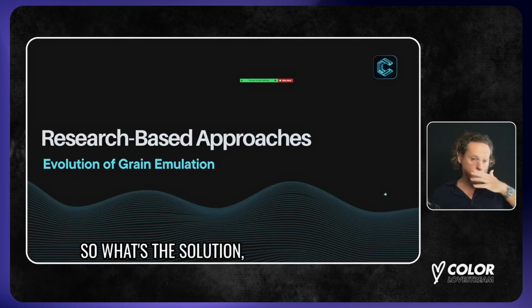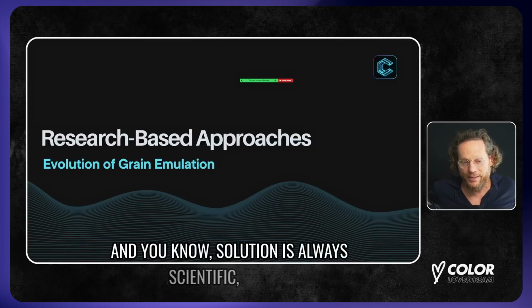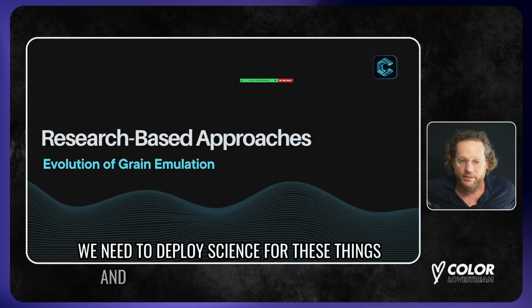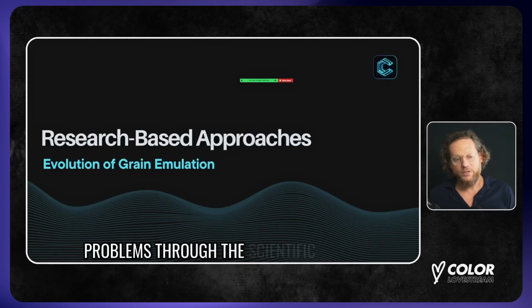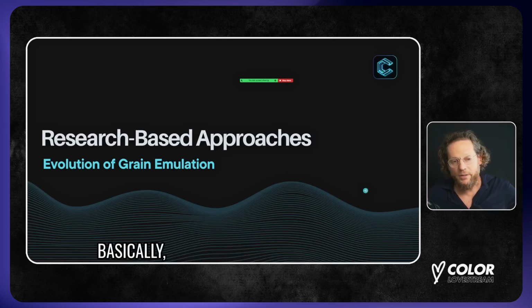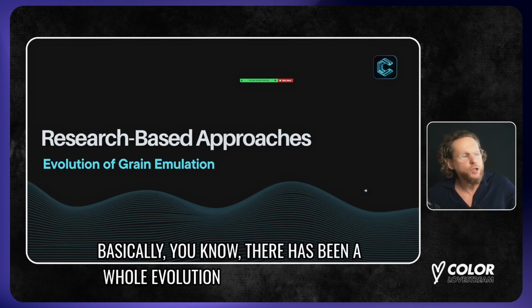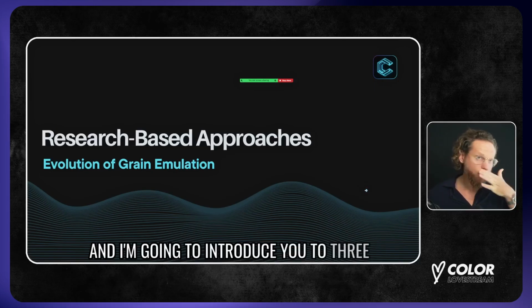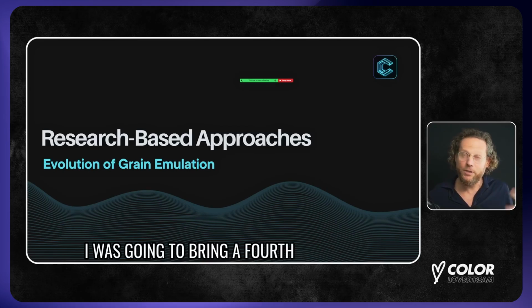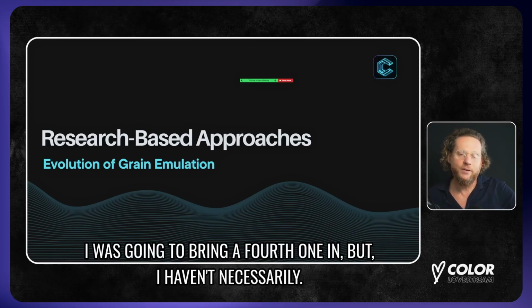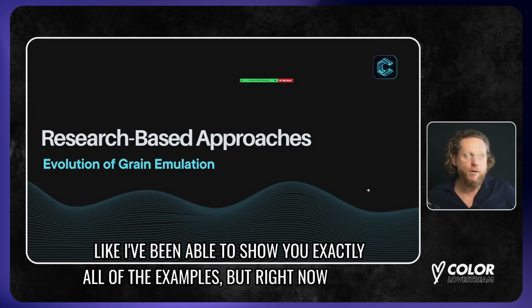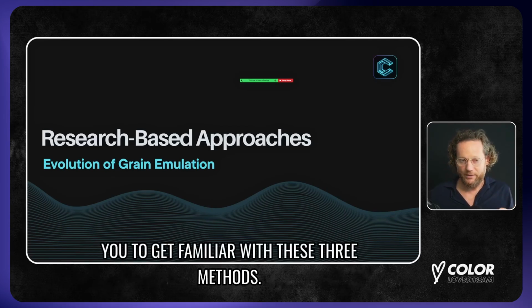So what's the solution, you ask yourself? The solution is always scientific. We need to deploy science for these things and find the answers to all of these problems through scientific studies. Basically, there has been a whole evolution of research-based approaches to film emulation. I'm going to introduce you to 3 major papers. I was going to bring a 4th one in, but I haven't been able to show you all of the examples. Right now, I want you to get familiar with these 3 methods.